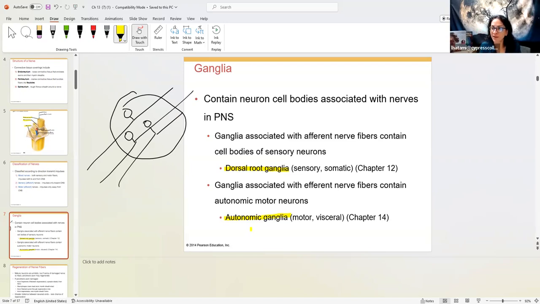So simply, ganglia means a collection of the cell bodies of neurons. The best examples are the dorsal root ganglia related to the spinal cord, which are sensory, and the autonomic ganglia related to our autonomic nervous system, like the sympathetic and parasympathetic nervous system, which are motor ganglia.